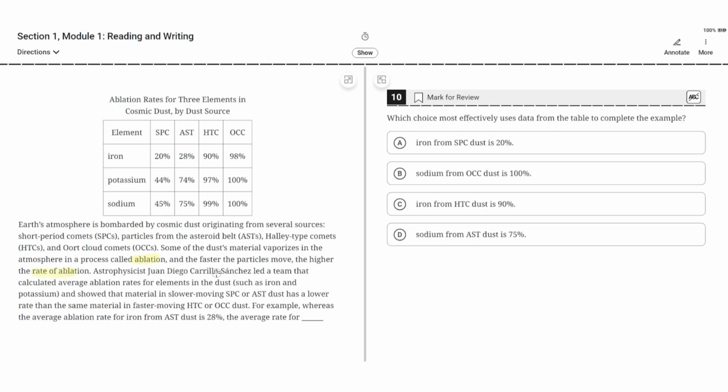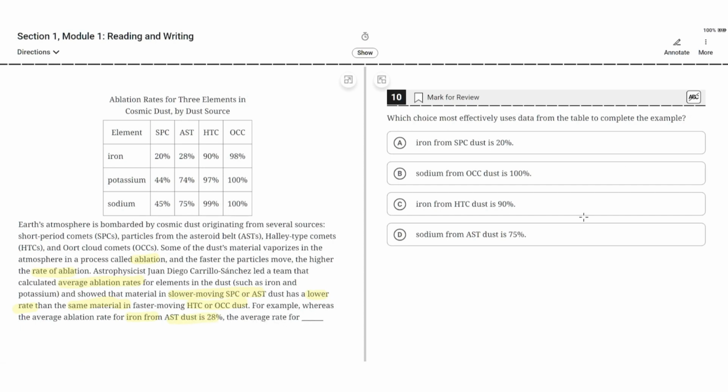Astrophysicist Juan Diego Carrillo Sanchez led a team that calculated average ablation rates for elements in the dust, such as iron and potassium, and showed that material in slower-moving SPC or AST dust ablates at a lower rate than the same material in faster-moving HTC or OCC dust. For example, whereas the average ablation rate for iron from AST dust is 28%, the average rate for blank.